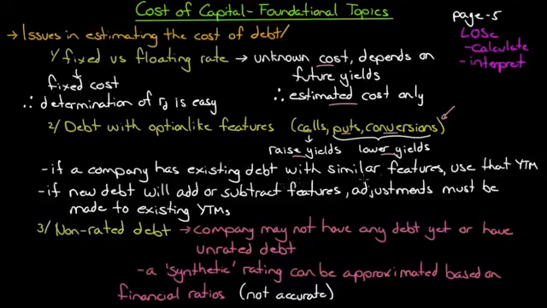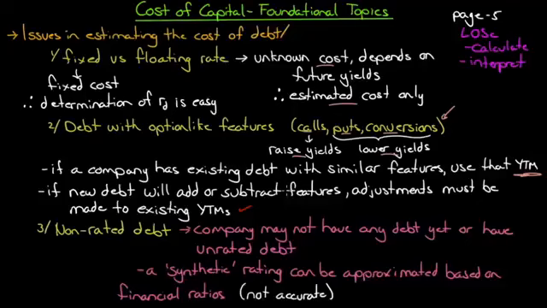If a company has existing debt with similar features, great. We could just use that yield to maturity. If new debt will add or subtract features, then adjustments need to be made to any existing yield to maturities. We don't really get into how to do any of that. We just need to be aware of it.